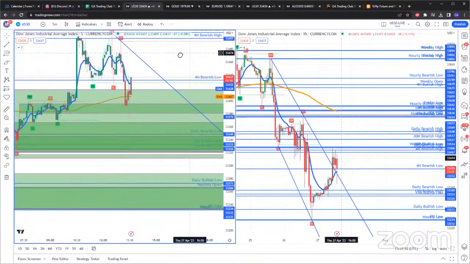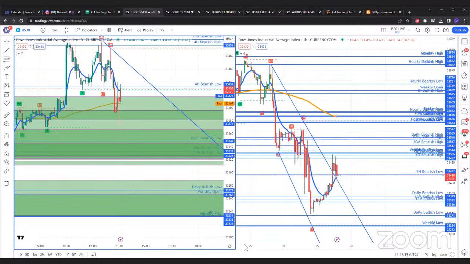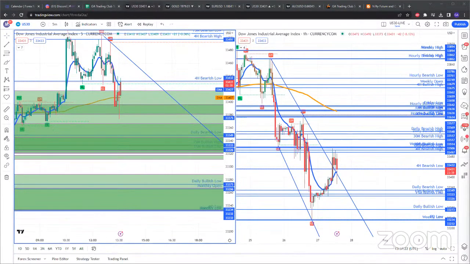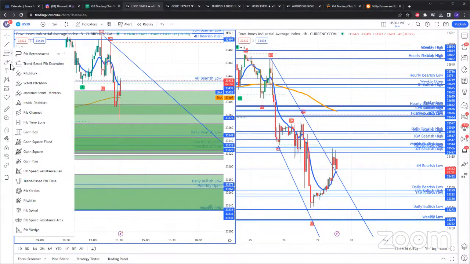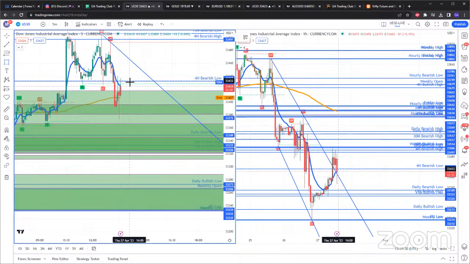On the other hand, price is in a heavy demand zone. We also have a 4-hour bearish low and 4-hour bearish low here. So we do have a high time frame sell zone. So right now I am bearish on US 30. So I'll go ahead and mark this in. So we have this 4-hour bear.